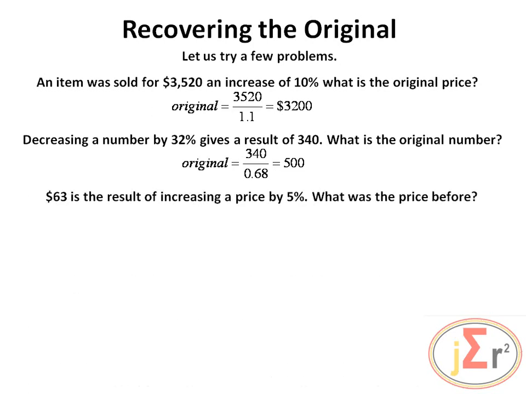$63 is the result of increasing a price by 5%. What was the price before? So we have there $63, and that represents an increase of a particular price by 5%. So what was the price before?